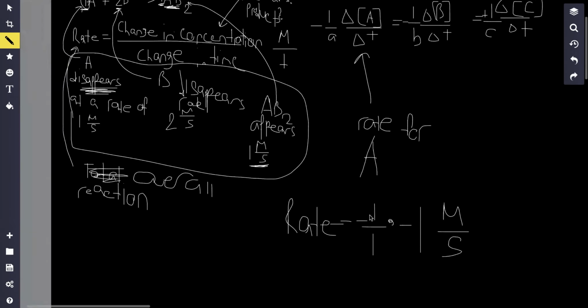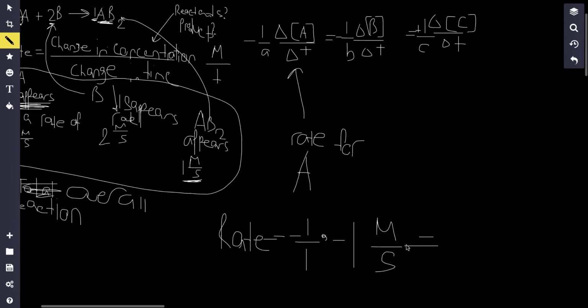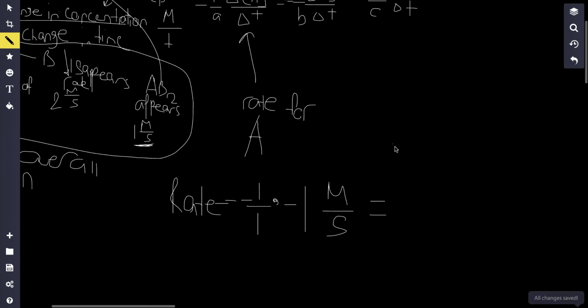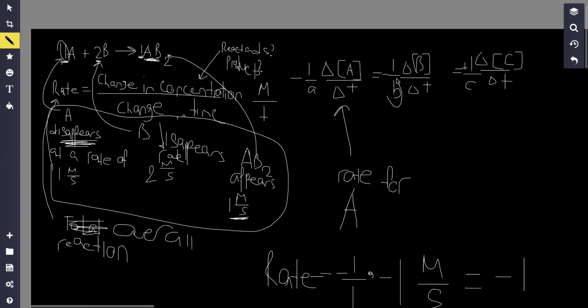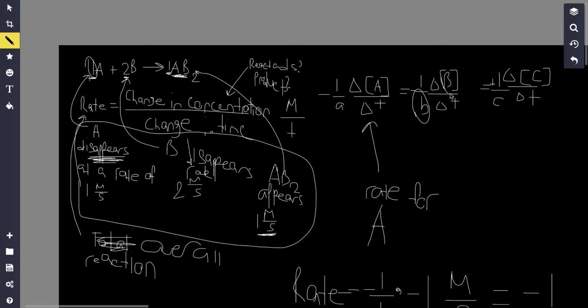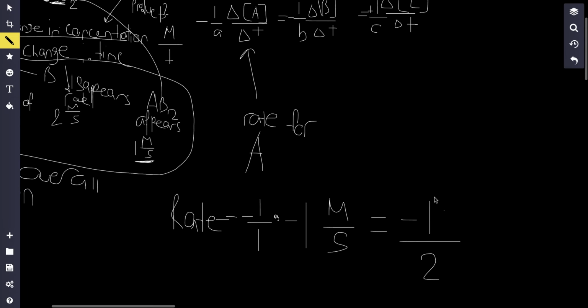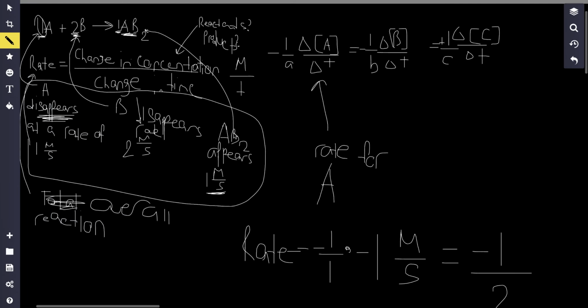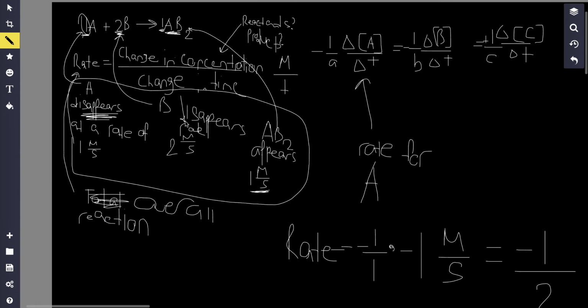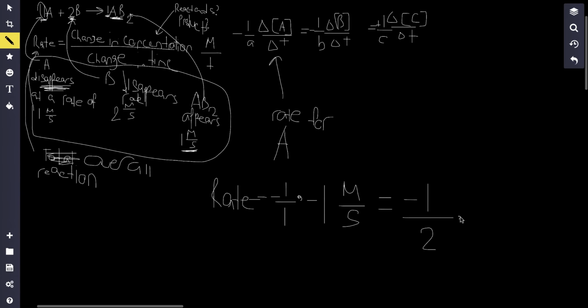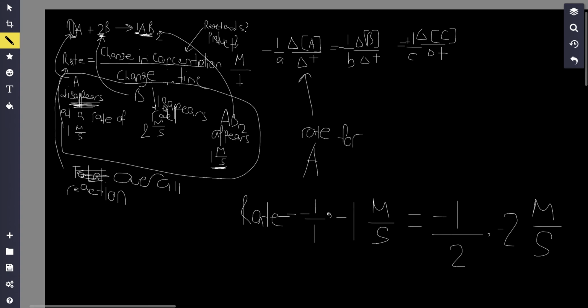All right. Now, this is going to be equal to negative 1 over b. So the little b represents the coefficient for the capital B. So it represents this 2 right over here, this coefficient. So negative 1 over 2 times the change in concentration of B divided by the change in time. So we said how B disappears at a rate of 2 molar per second, right? So we're just going to put a negative 2 molar per second right over here, right? We're saying that the rate for B is going to be negative 2 molars per second, right?